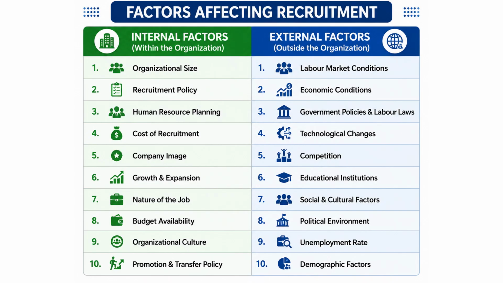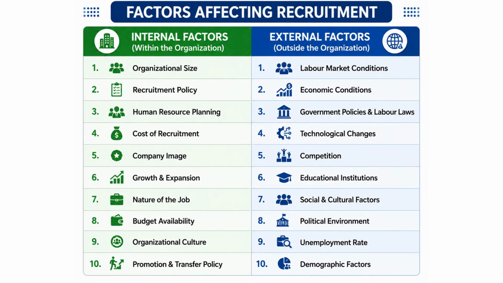Tenth one is promotion and transfer policy. Organizations often fill vacancies through promotion or transfer before hiring new employees. This motivates existing employees. For example, instead of recruiting a new branch manager, company will promote the experienced assistant manager.